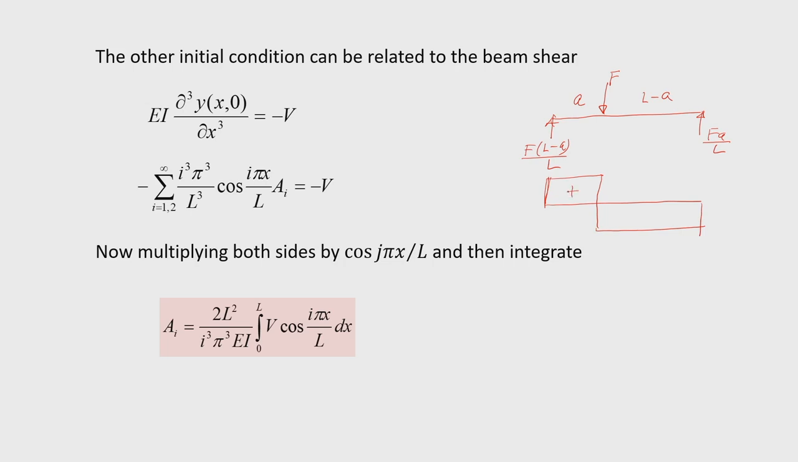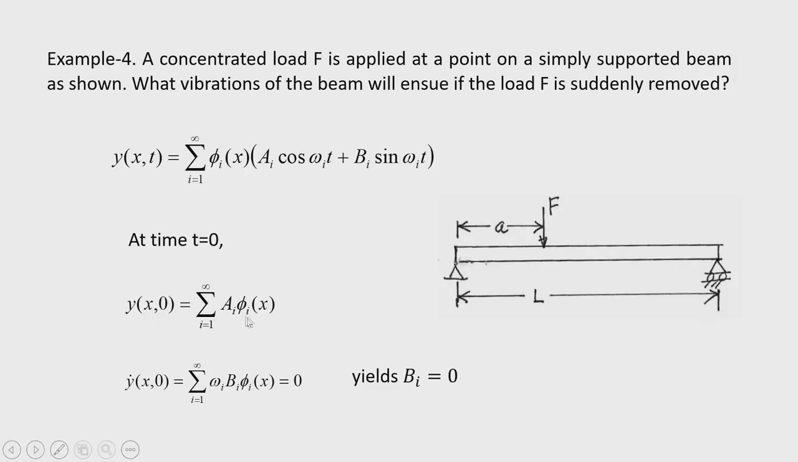Here we will get positive shear whose value is F(L minus a)/L, and here you will get negative shear whose value is F a/L. Now shear force is related. If V is the shear force at the cross section, then it is related to the third derivative of the displacement: EI d³y/dx³ is equal to minus V, and we put t equal to 0 here. So now the expression for y is obtained here.